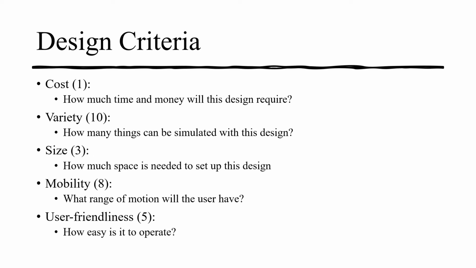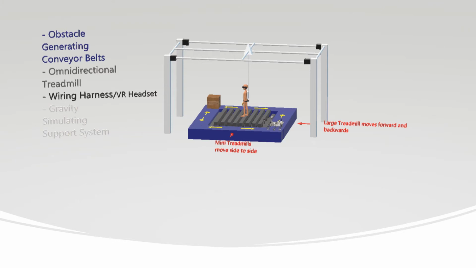Variety is going to reference how many things can be simulated and how many different senses it utilizes in the design. And then size is going to be in reference to how large the design is, where it can fit. So if it can fit in like a large room, a small room, a closet. And mobility is going to refer to the range of motion for the user, and user friendliness will be determined by how easy it is for someone to just come in and write a program for it or use the design.